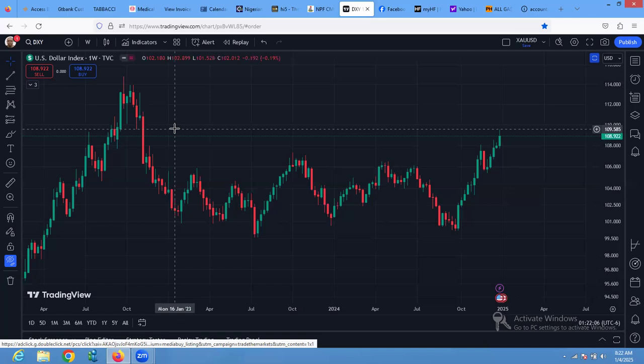That's 109,500 and 111,250 area. That's where we expect the consolidation to be taking place.